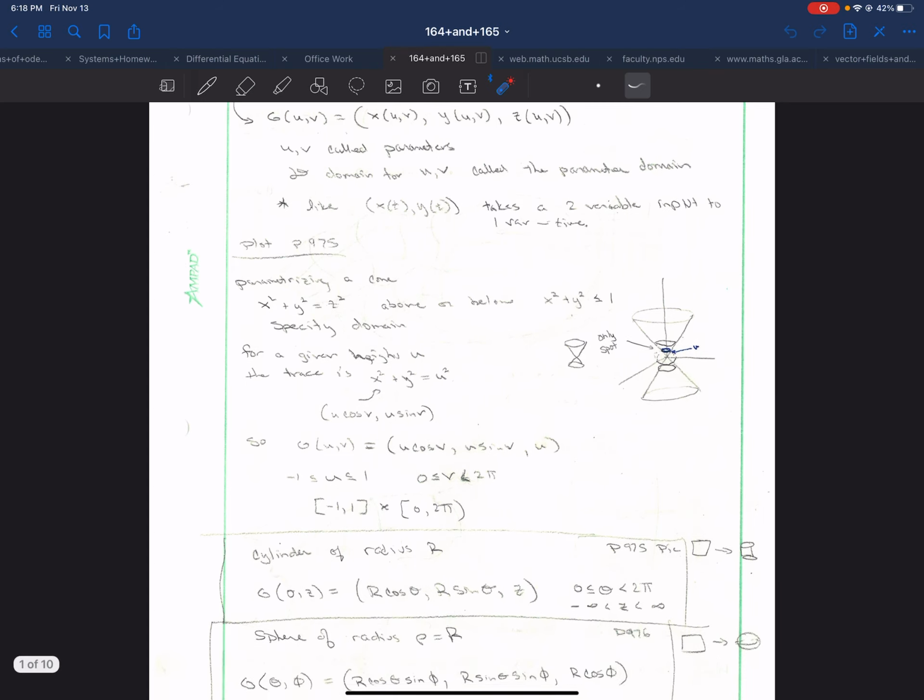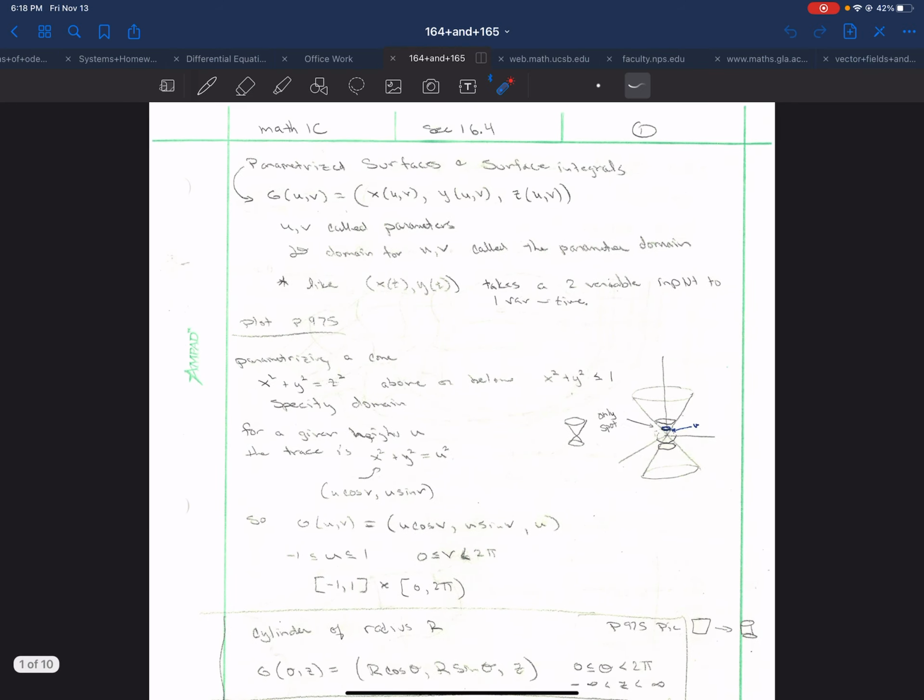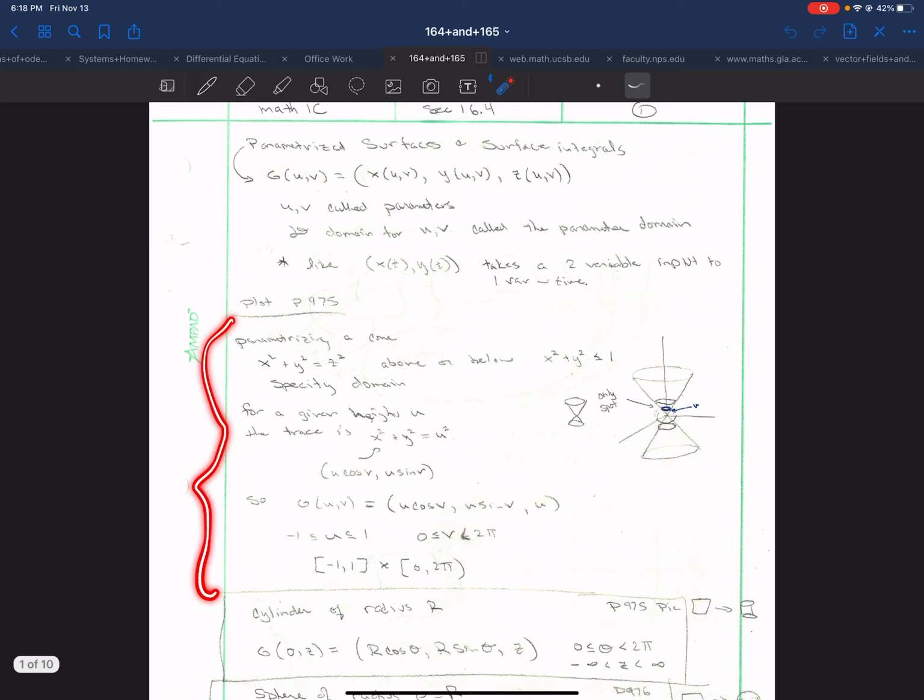So the rest of this first page is only about parametrizing different surfaces that we already know about. So in this, we're just parametrizing a cone. Now that cone has a very specific equation to it, and so we want to go inside of x squared plus y squared is less than or equal to 1. I'll tell you what that means in just a second. And so here's what we would do.